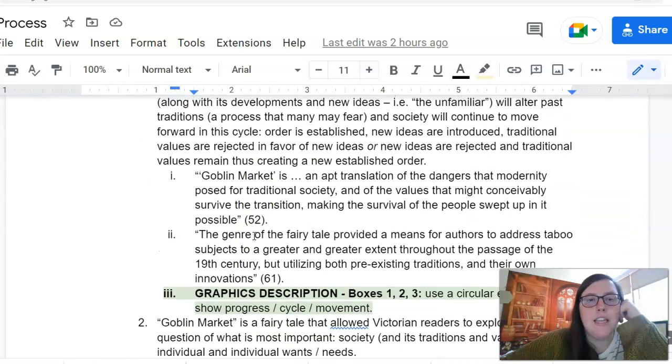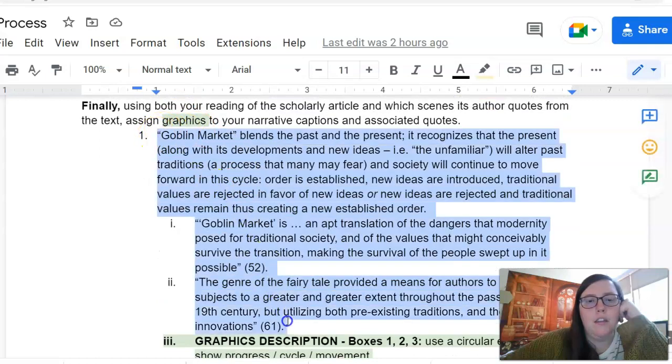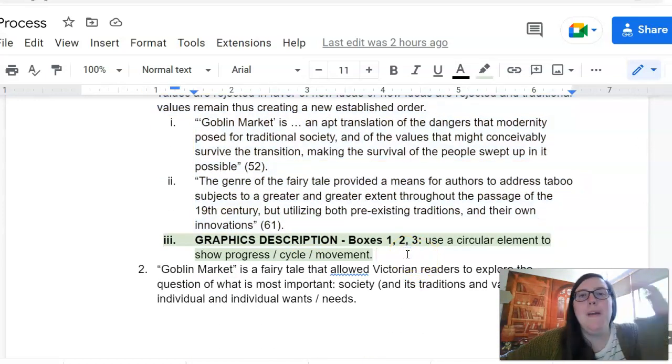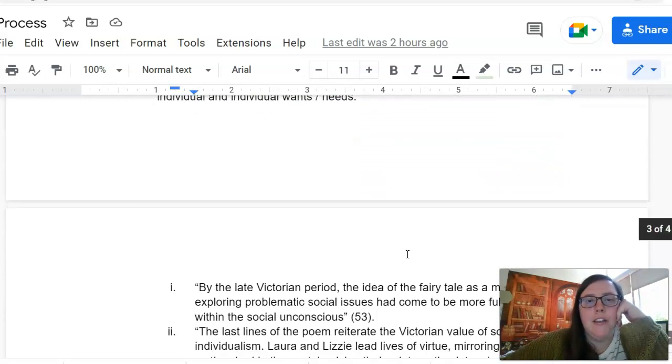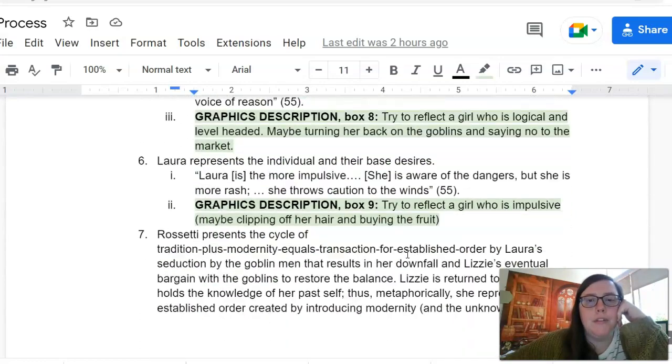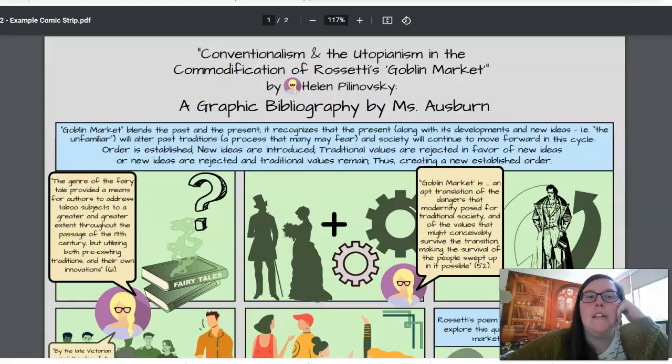And then I took a look at, okay, what's my summary? What quote did I connect it to? And how might I visually represent this on my graphic? And I made a tiny note for myself of what I might want this to look like. And so I went through and did that. So when I was going to begin the graphic bibliography, I had something to pull from in an organized way, so I didn't just feel like all of these ideas were floating around in my head.